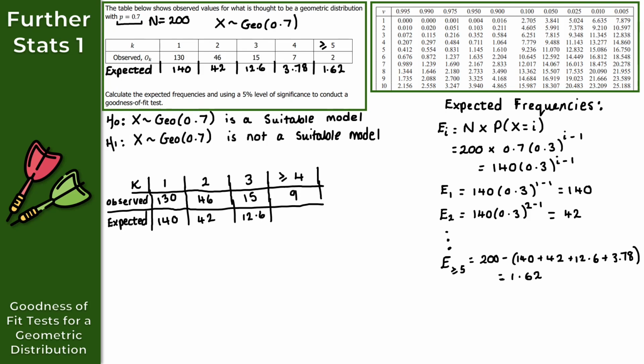And then for the next one, we're going to be combining 3.78 and 1.62. So let me just quickly add those together just to make sure. I did say it was 5.4. Let me just double check. 3.78 plus 1.62. Yeah, perfect. We get 5.4 there. Okay, that's greater than 5. Perfect. We can now carry on and perform the goodness of fit test here.